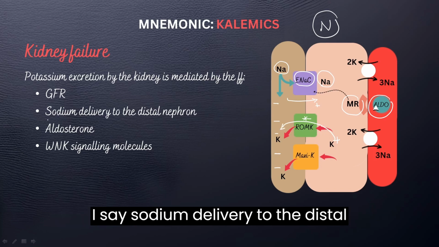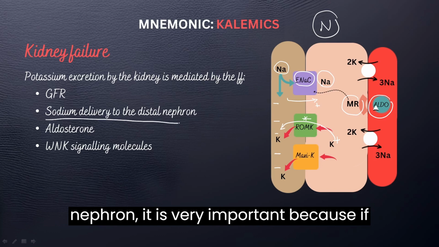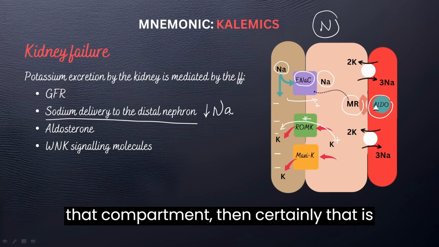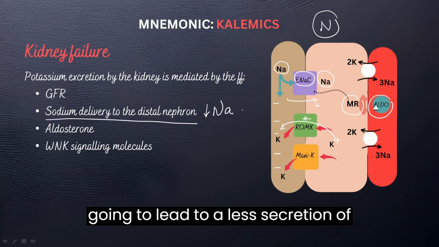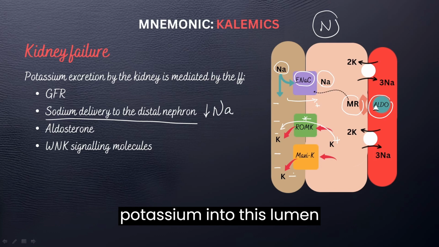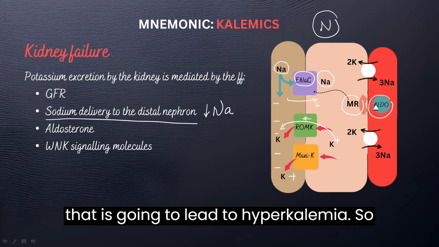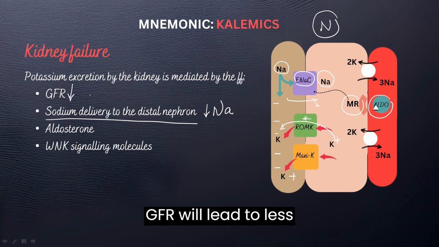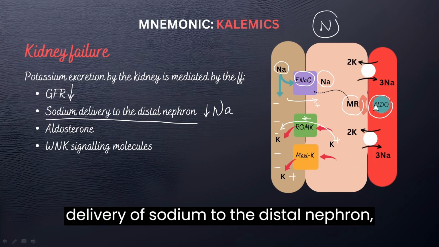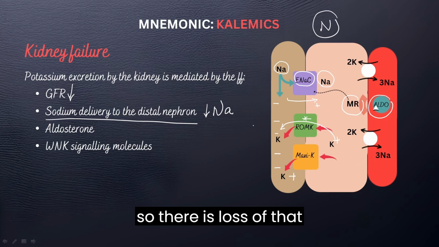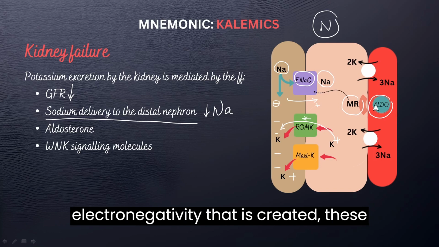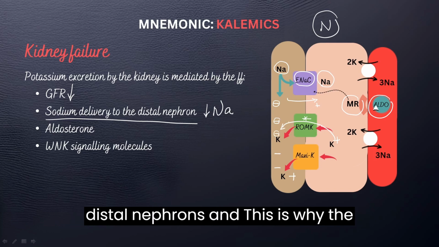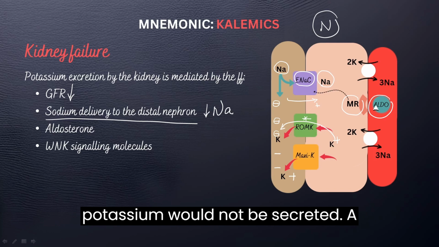So when I say sodium delivery to the distal nephrons, it is very important, because if you have less sodium getting into that compartment, then certainly that is going to lead to less secretion of potassium into this lumen. That is going to lead to hyperkalemia. So in renal failure, of course, there is a low GFR, and that low GFR will lead to less delivery of sodium to the distal nephron. So there is loss of that electronegativity that is created. This electronegativity is lost because there isn't enough sodium delivery to the distal nephrons, and this is why the potassium would not be secreted.